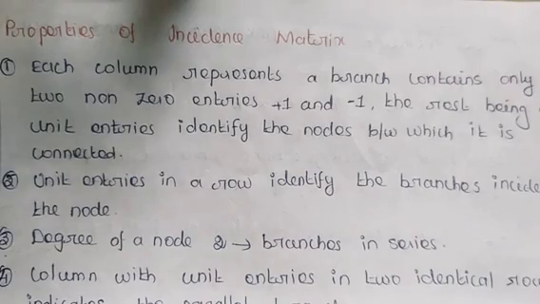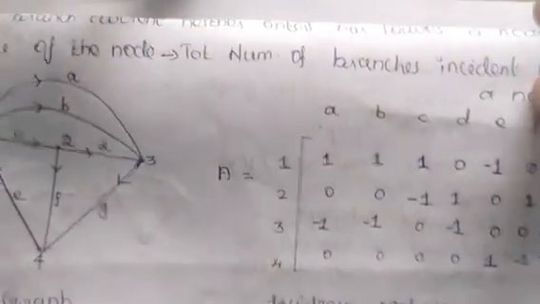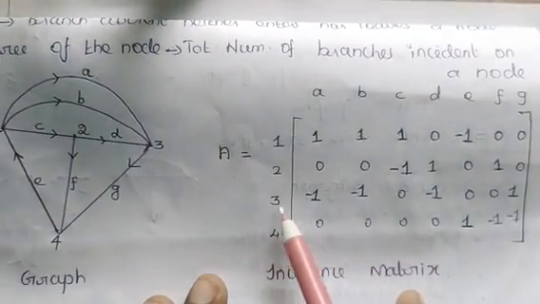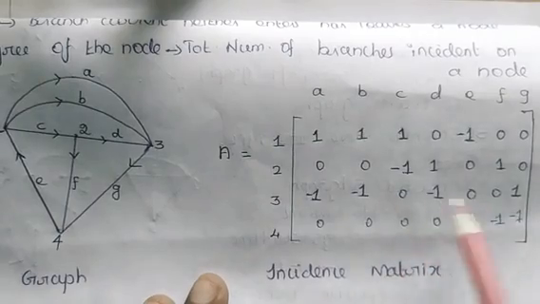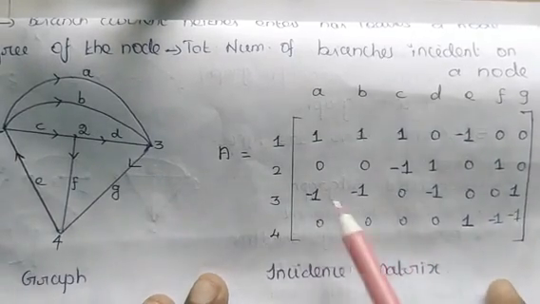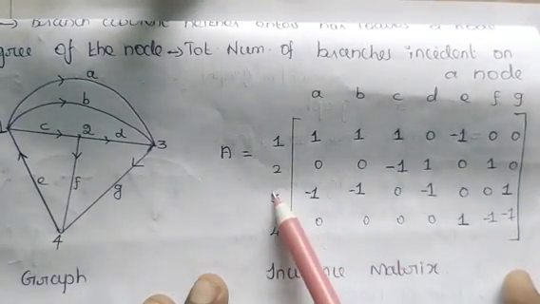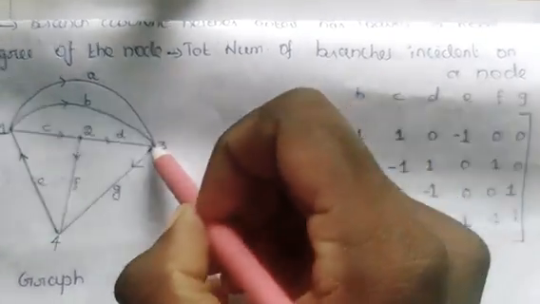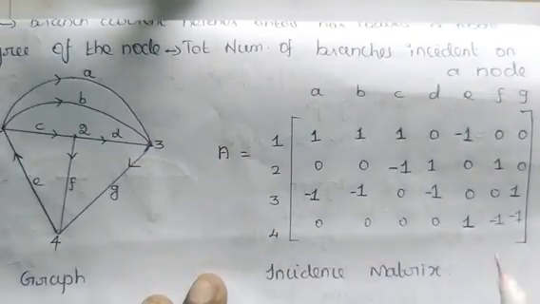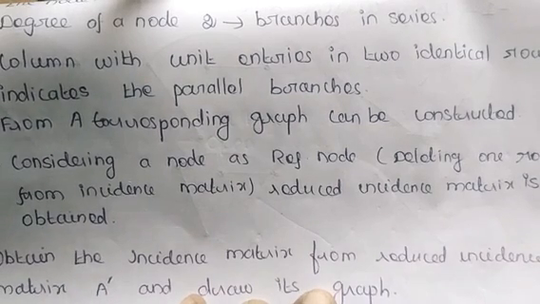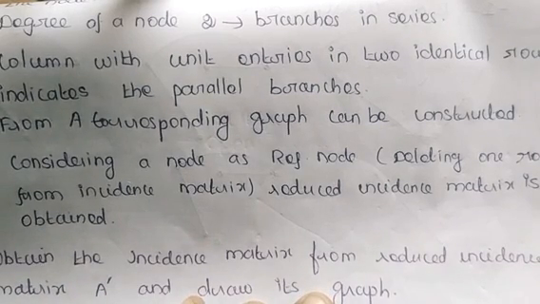Next property, unit entries in a row identify the branches incident at the node. When I am considering this same incidence matrix and checking the third row, I am counting the unit entries: 1, 2, 3 and 4. There are 4 non-zero entries, so the degree of node 3 will be 4. That means 4 branches are incident at node 3. If the degree of a node is 2, it means the branches incident at that particular node are in series.